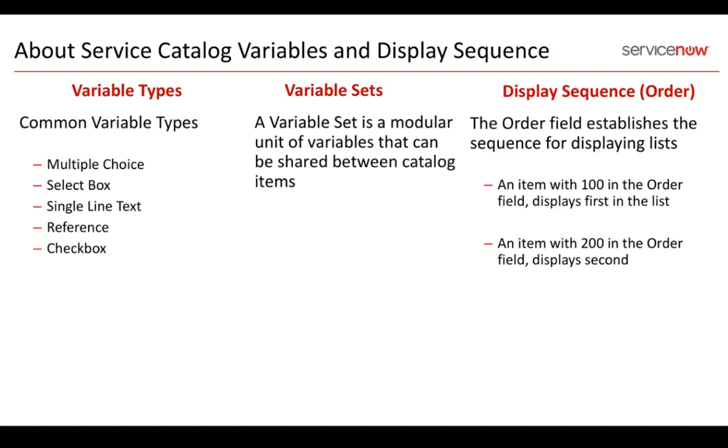Yeah. And our display sequence, 100 comes before 200, 200 comes before 300. We want to use 100, 200, 300 so that if we need to later, we can add in something at 150 without having to re-sequence everything else. So it just dictates how something displays on the screen, first, second, third. Exactly. If you don't want to give yourself the room later, go ahead and use 1, 2, 3.